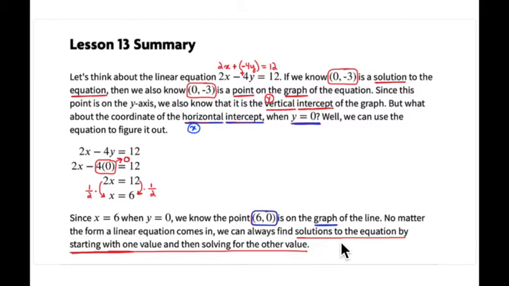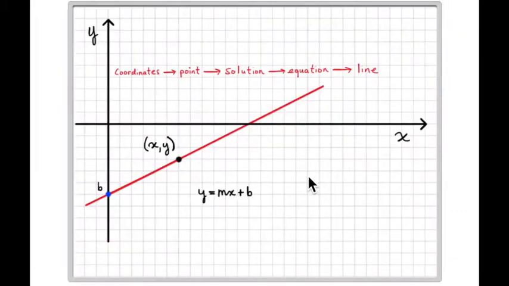So you find solutions to the equation by starting with one value and then solving for the other value. So that's what this is practicing doing. You're given one value and you solve for the other value. In this case, we want to figure out what the y-intercept is and what the x-intercept is. So let's go through this in a little bit more detail.